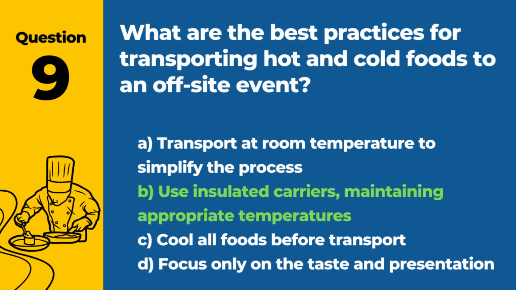Answer. B. Use insulated carriers, maintaining appropriate temperatures. The best practices for transporting hot and cold foods to an off-site event involve using insulated carriers or containers that maintain the appropriate temperatures for each type of food to ensure safety.